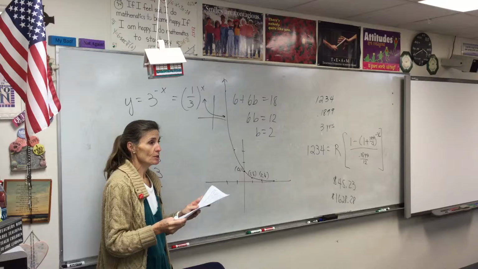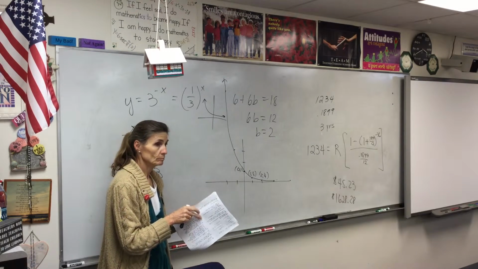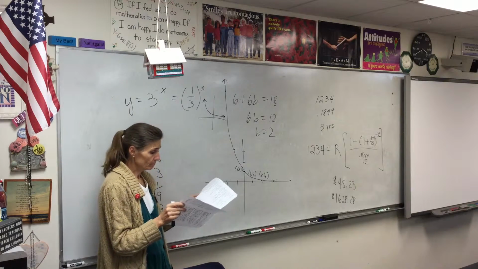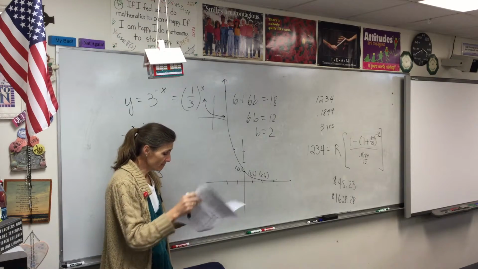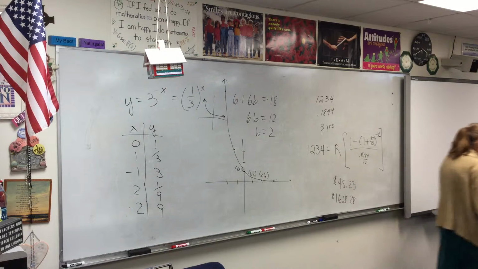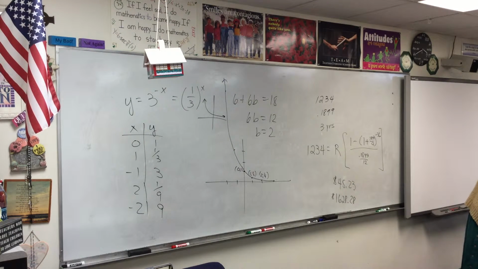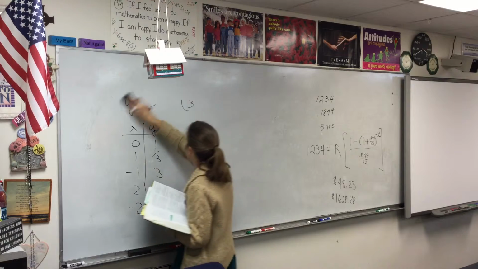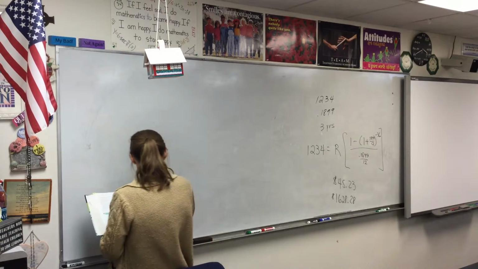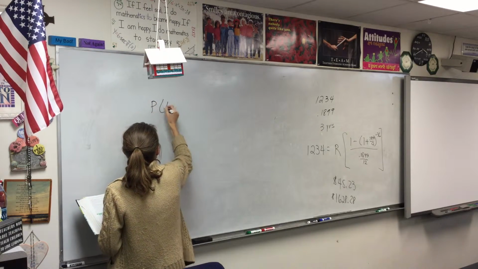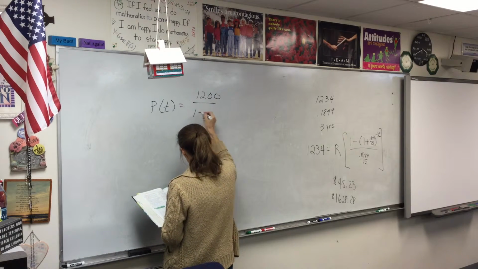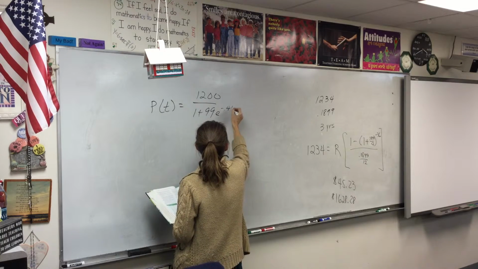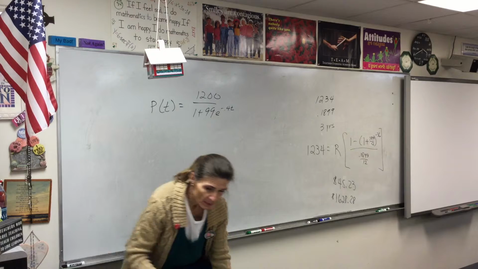Anybody else from last night's sheet? Lily? Which one? 19. This is probably 19 on the sheet, but it's 94 in the book. And it says we have a population of deer. It's given by this equation. What was the initial population of deer?